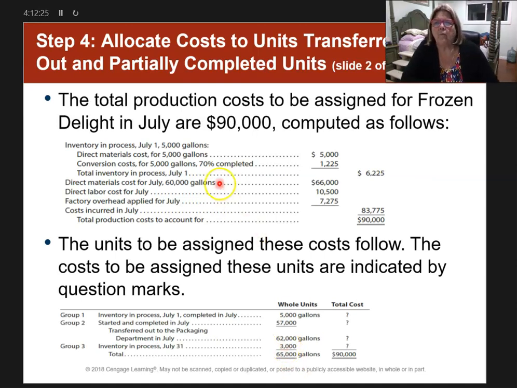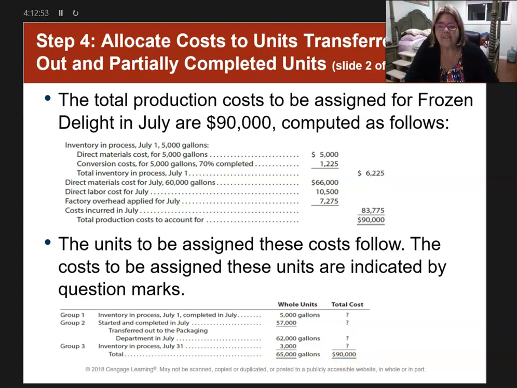So here we go. So here's my production cost, okay? This was the cost that we've seen in the very beginning, and now I'm going to take a look here. The units to be assigned, so I need to look at the units I need to assign a cost. Group 1, I need to figure out what were my total costs for group 1, my total cost for group 2, my total cost for group 3. We do know it equals 90,000.